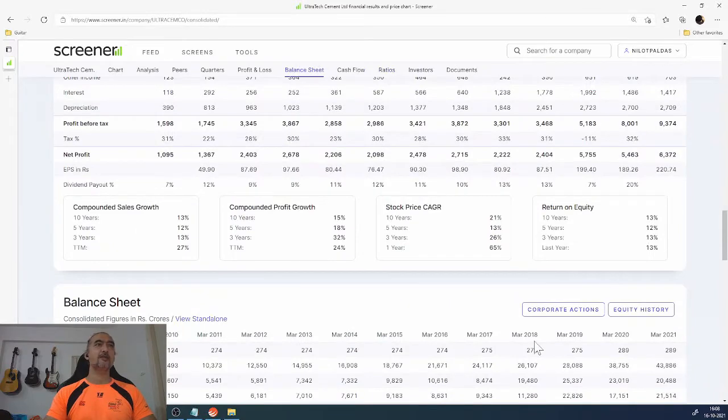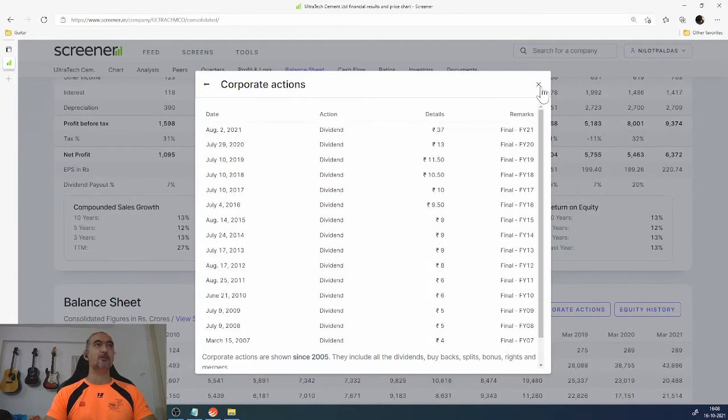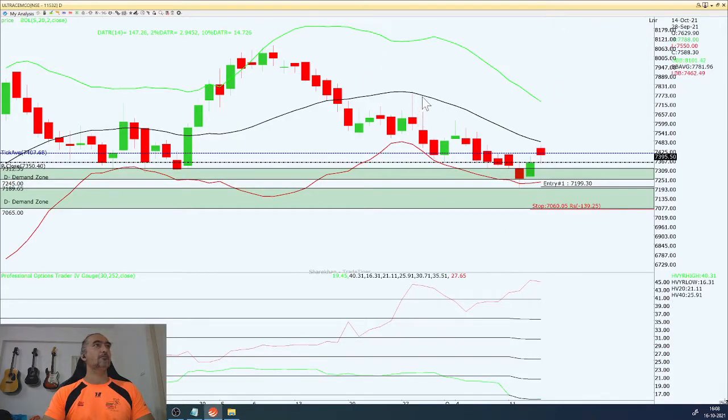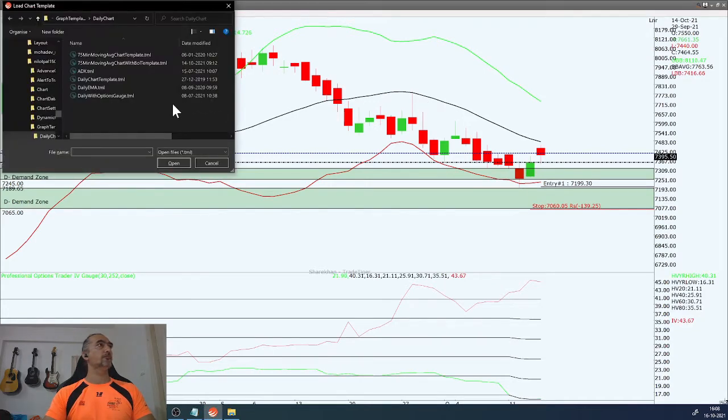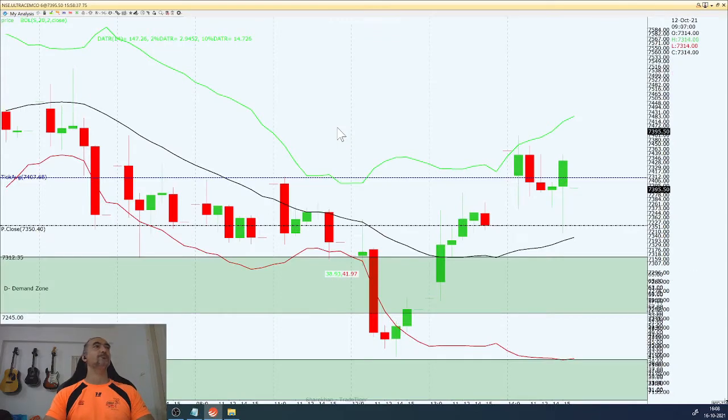Very quick look at corporate actions. No bonuses or splits, but they've been consistent with their dividends on the stock. Now, I prefer a stock with bonuses and splits for the long-term investment because that helps me multiply my actual capital investment. But for swing trading, I would say this is not a bad stock. Let's quickly go to the charts.